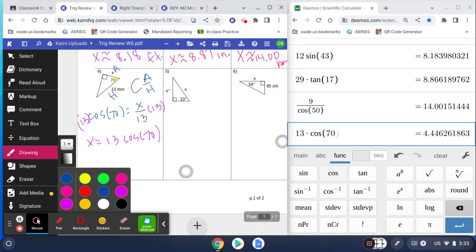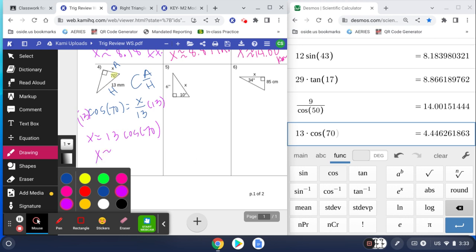4.45 millimeters. Notice my approximation symbol because we're rounding. Notice how I rounded it, 4.45 and millimeters. Pause the video, try number 5.